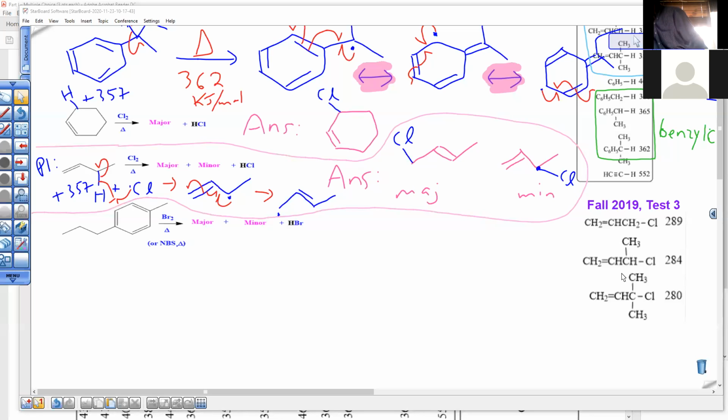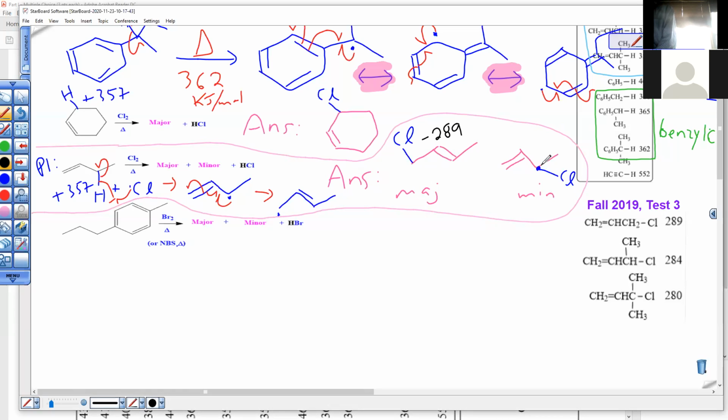I grabbed these entries from the table in fall 2019 test 3. So a primary allylic C bonded to H is negative 289. Why is it negative? Good question. Why is it negative? Well, we made it. It's a new bond.